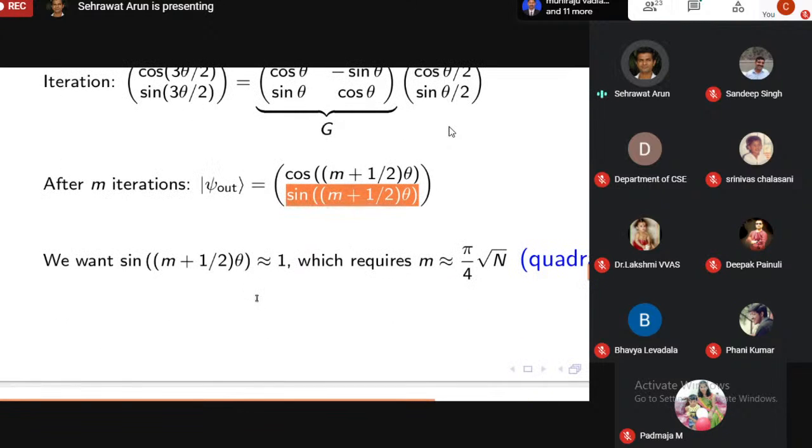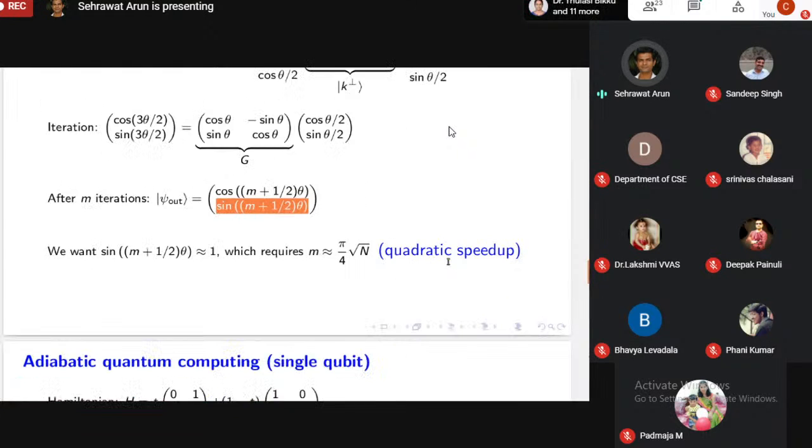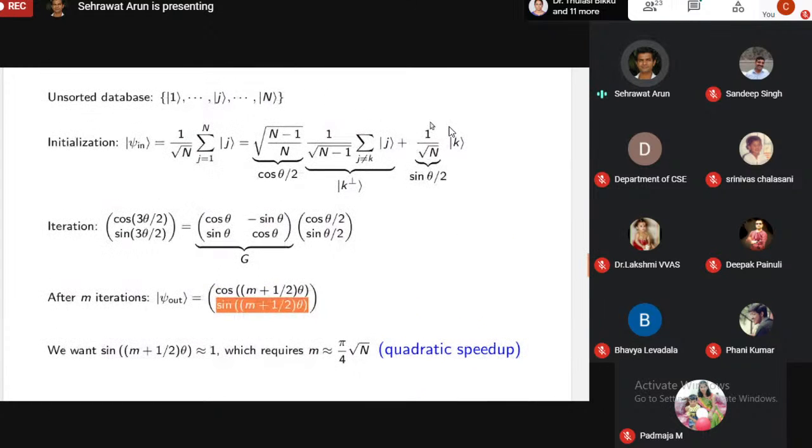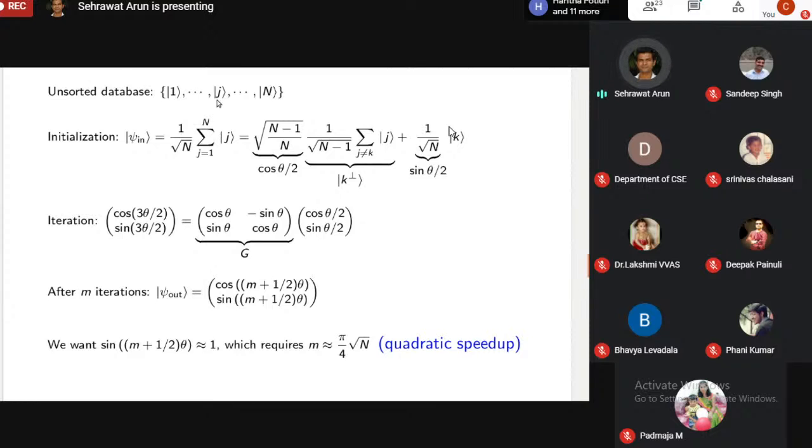So we want this to be 1, which basically means m equals pi by 4 times the square root of N. It's a simple thing: you just apply a Taylor expansion and you get such a square root of N. It comes from the fact that theta is related to 1 by the square root of N. You can see that if you just randomly pick an item and search, it takes on average N steps, and here it is square root of N. This is called quadratic speedup.